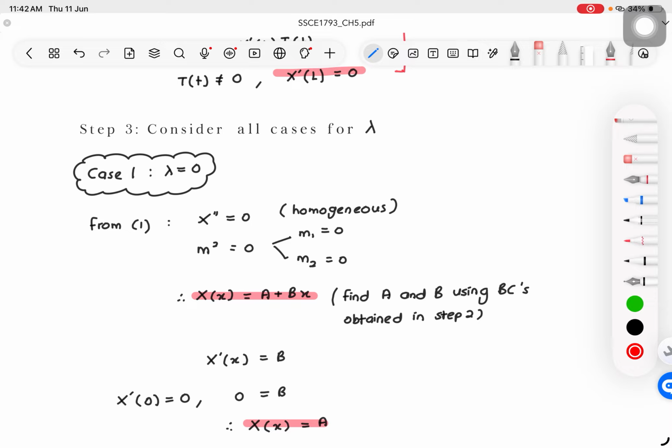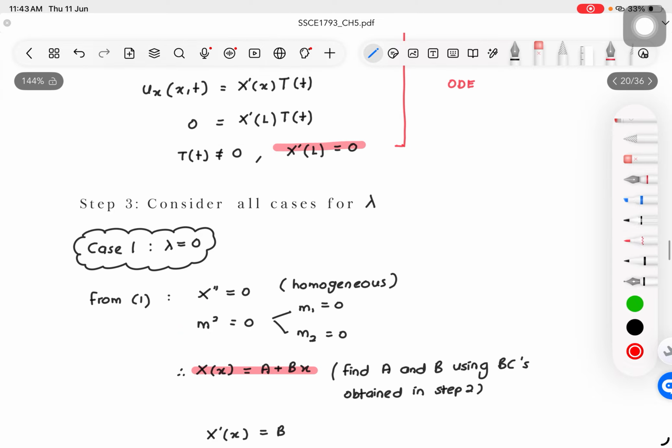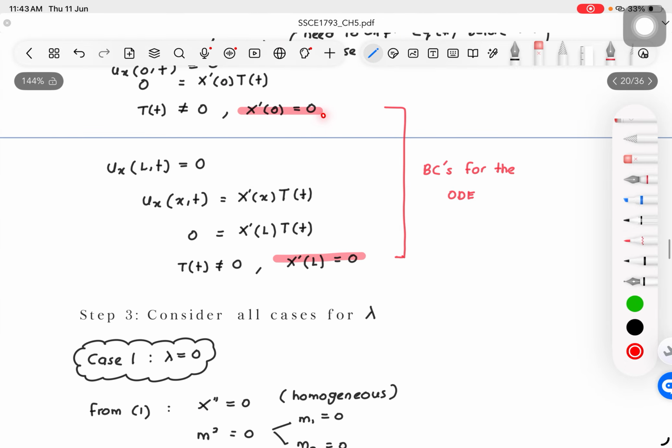So we're going to form your general solution for x. So we obtain x is equal to a plus bx. After you obtain this general solution, we need to find what is the value of a and b here. How to find? We're going to use the boundary condition that we already obtained from here.